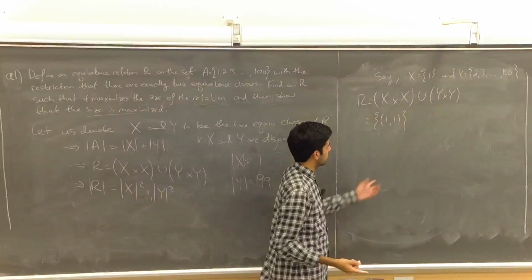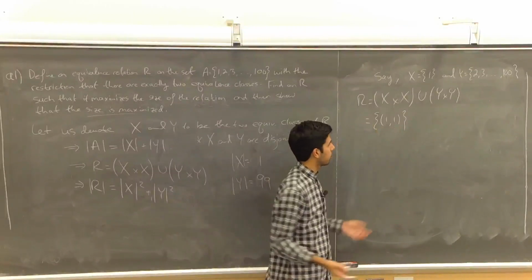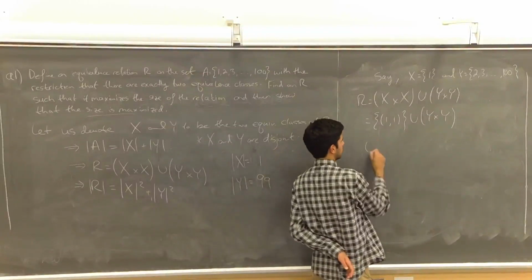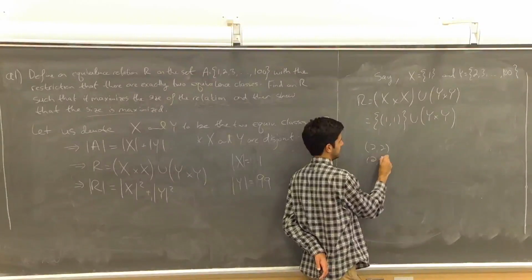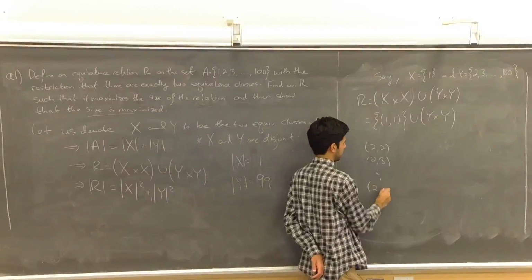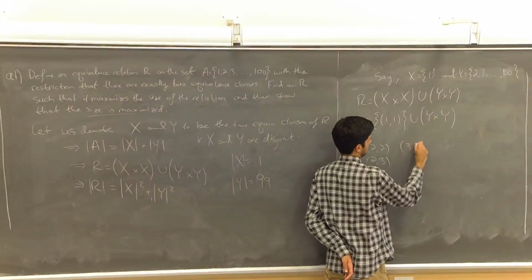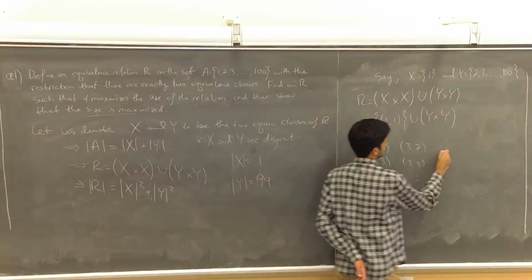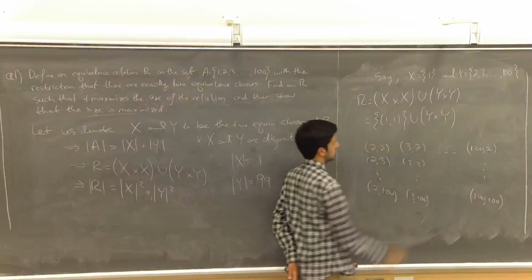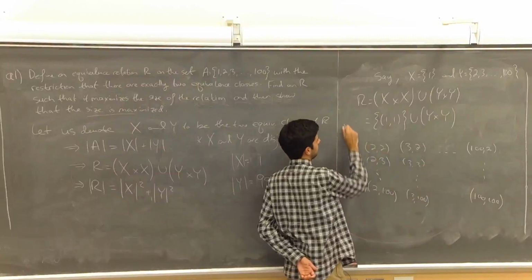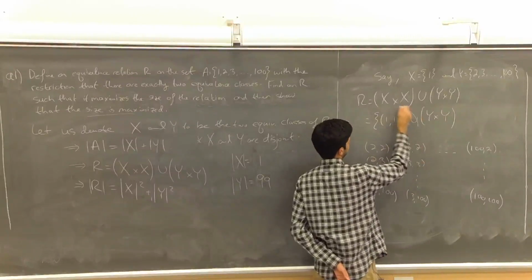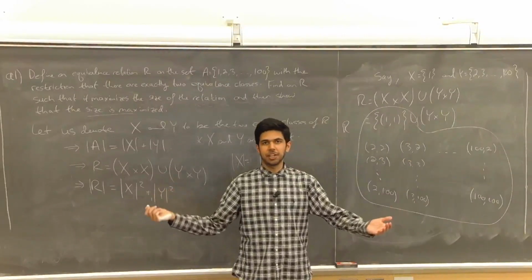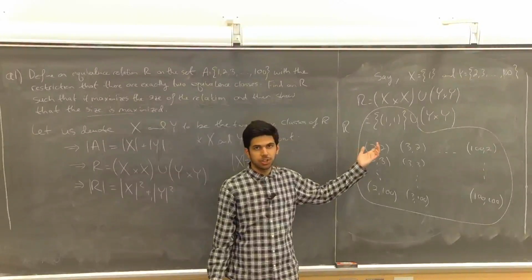X cross X only contains one element, which is the ordered pair (1, 1). And then Y cross Y has a bunch of elements, right? It has (2, 2), (2, 3), (2, 100), (3, 2), (3, 3), (3, 100), all of these elements. And R is going to be the union, like all of this. And we've done it. We found our equivalence relation R.